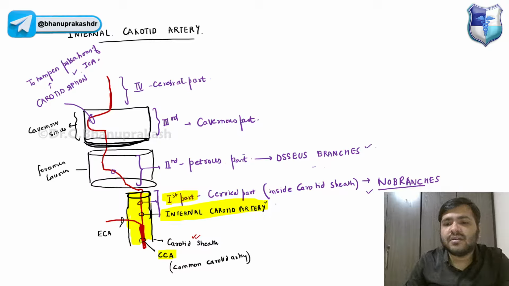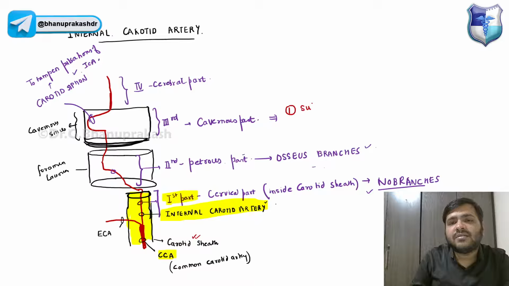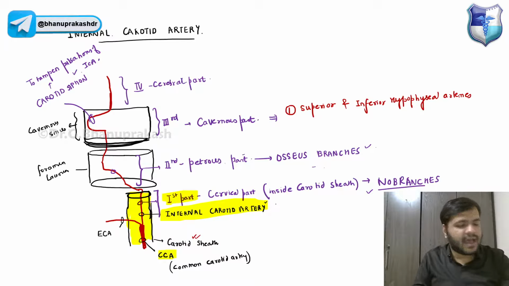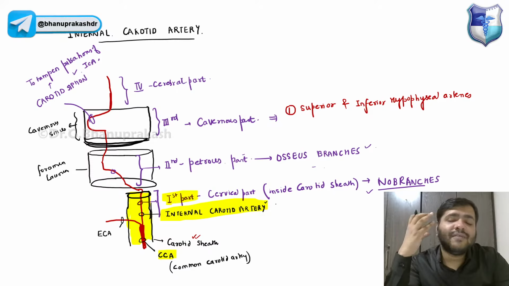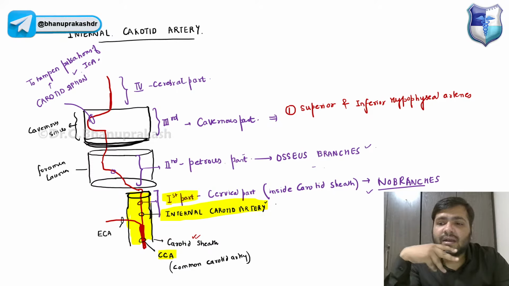The osseous branches. The third part, which is inside the cavernous sinus, gives off branches which supply the pituitary gland. Remember, guys, very, very important. It gives off branches which will be supplying the pituitary gland. So these branches are the superior and inferior hypophyseal arteries. The superior and inferior hypophyseal arteries. Then we have the sphenoidal air cells, right? Sinuses.